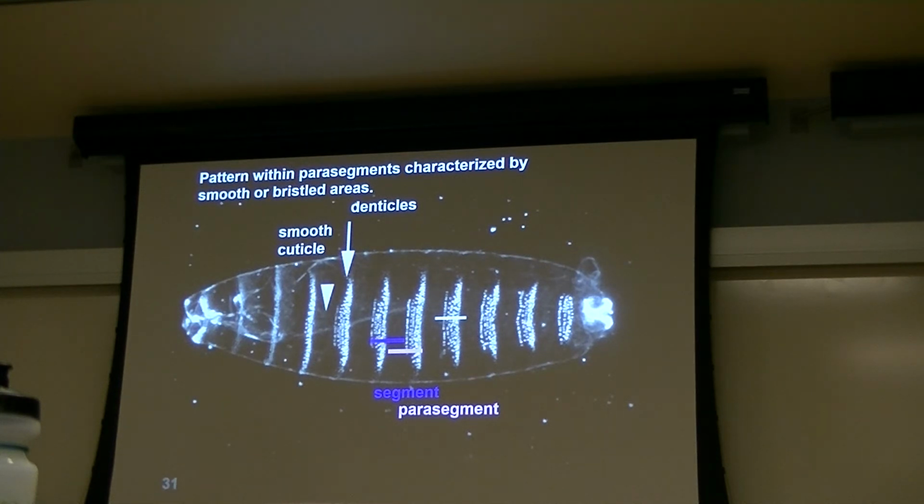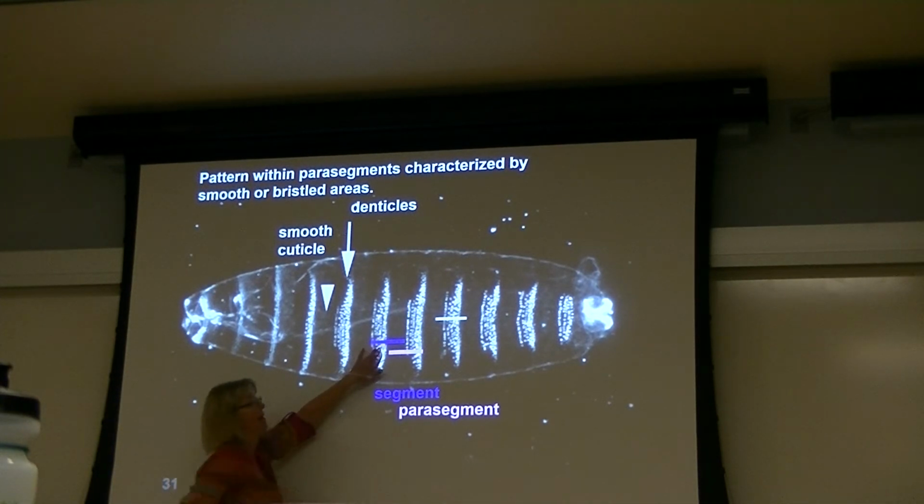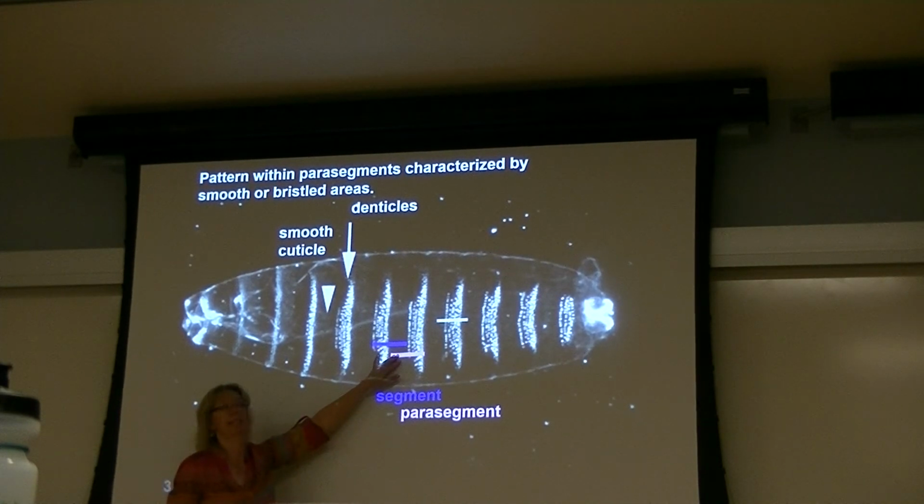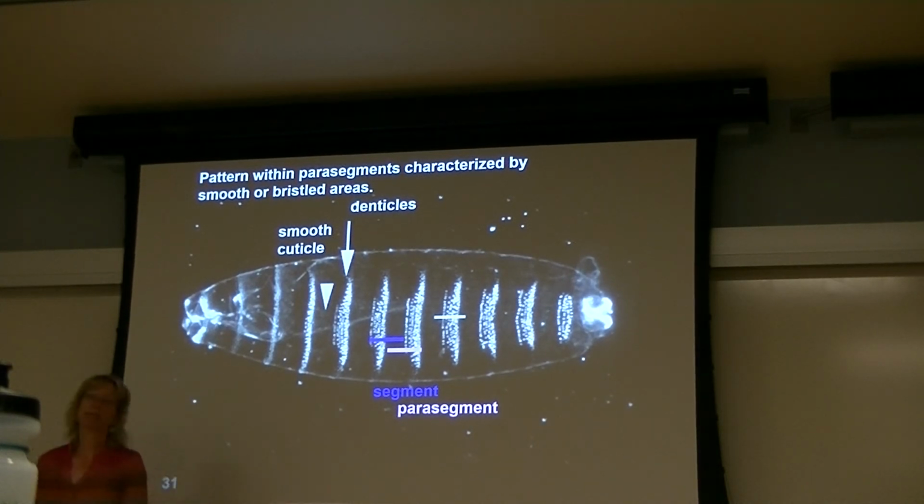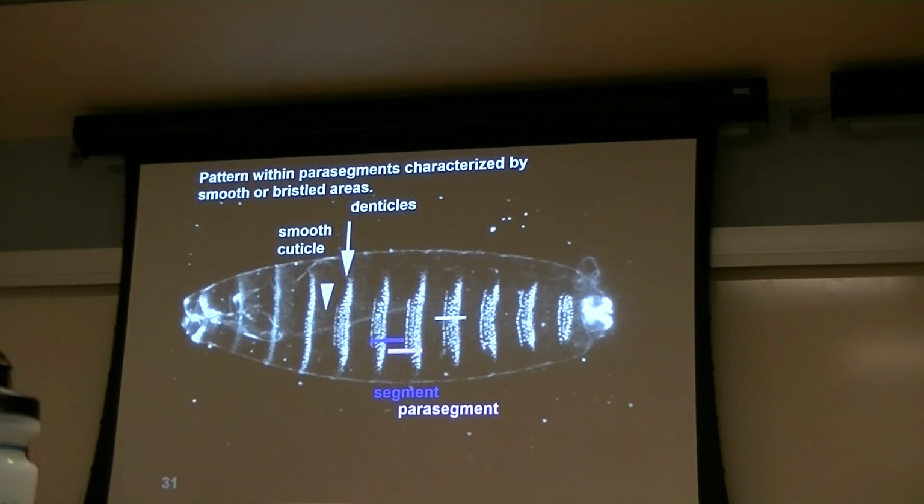So here again is showing you segment and parasegment and how they overlap by 50%, they're offset 50%. And in the larvae, you can recognize within one segment here, about half of it has bristles and half of it does not. So there's really a distinct anterior half, posterior half feature to this. And you might expect then that there are different genes that might be expressed in anterior halves or posterior halves of segments as time goes by.